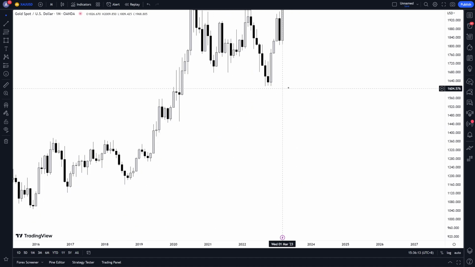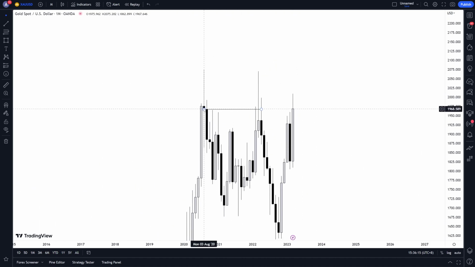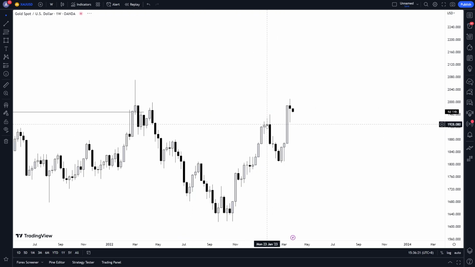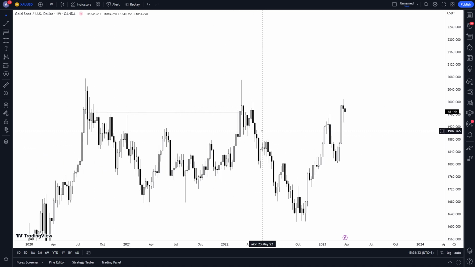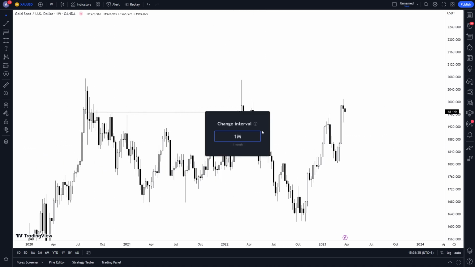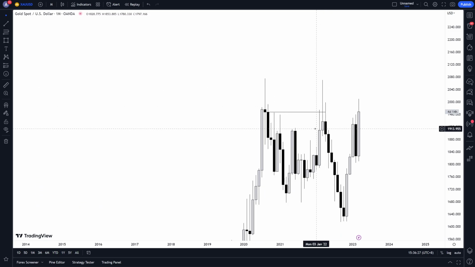So here we have ourselves a completely fresh monthly SNR. What type of SNR is this? Open close, right? We have the first touch, in which monthly rejected, but weekly never broke out. We have the second touch in this big long candle.